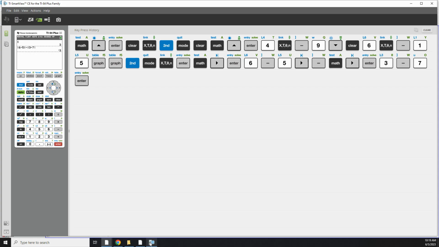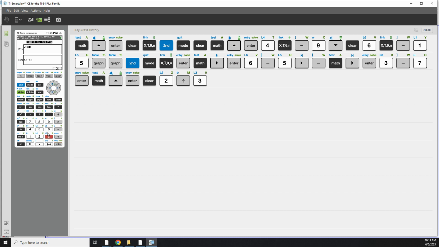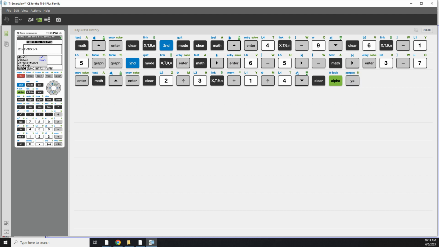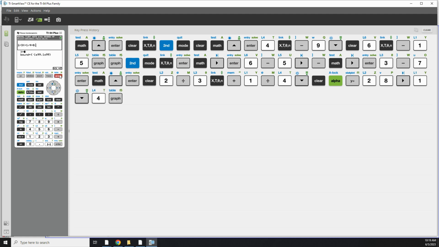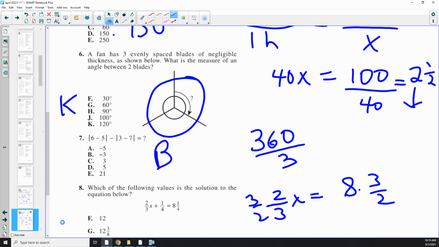Okay, putting it straight into the solver, you would go math, last, solver. It was 2/3 x plus 1/4. And then the other side, if you have the old calculator, I'm not sure you can put mixed numbers, 8 and 1/4, into the solver, so you might want to check that application and do it another way. But the choice is 12, F.